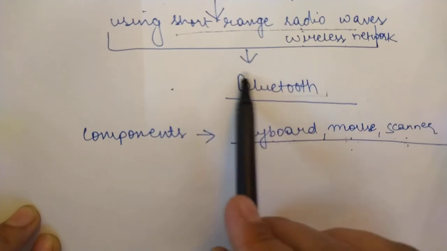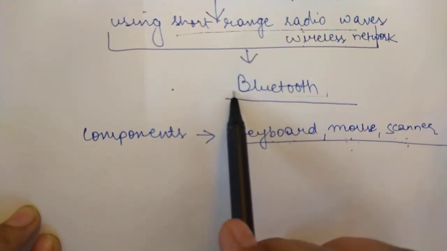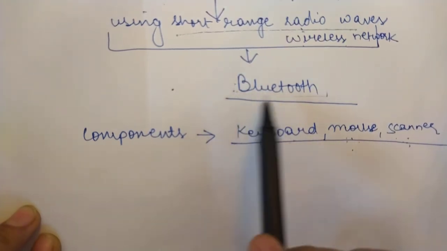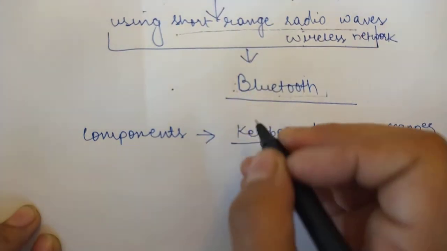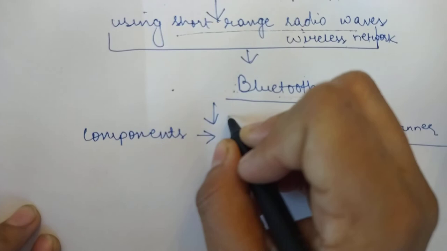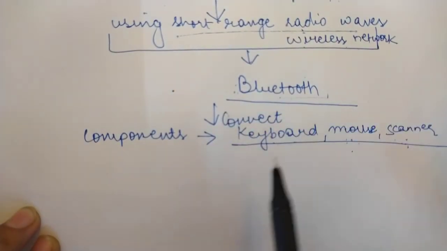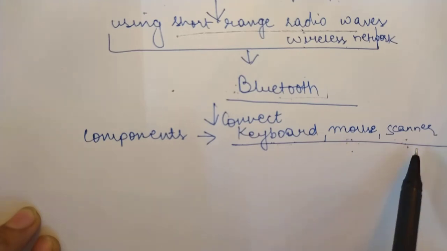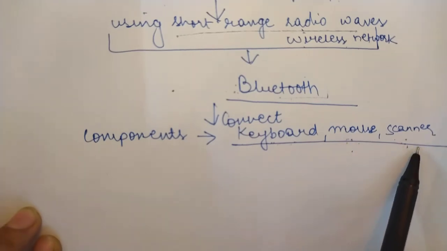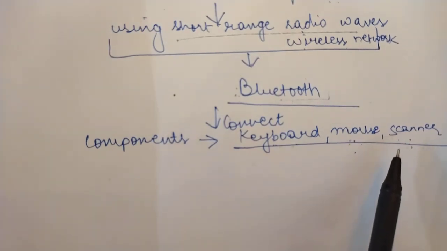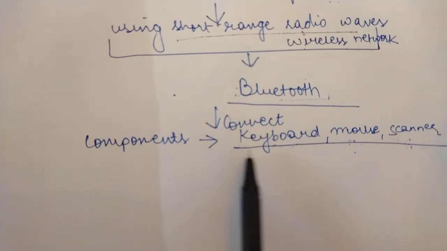So what some companies did, they got together and designed a short-range wireless network, and this wireless network was called Bluetooth, right? And they designed this short-range wireless network called Bluetooth to connect these components, which you call your keyboard, mouse, printer or scanner, or your digital cameras or your headsets, to the computer without wires.